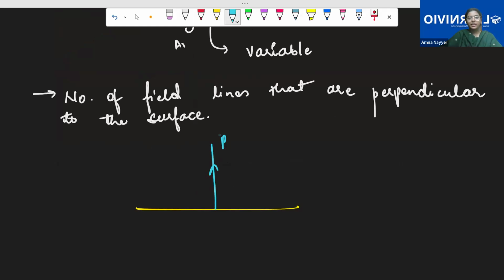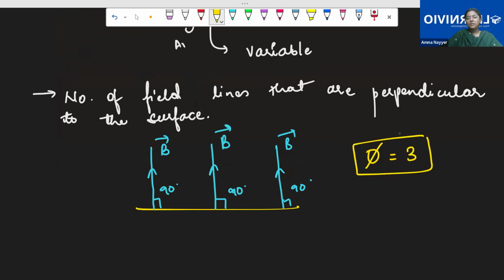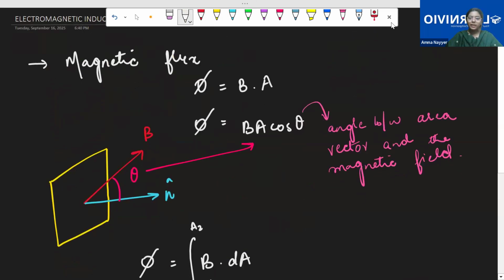This is the magnetic field line which is perpendicular, 90 degrees. This is a magnetic field which is perpendicular. Like this, all these are making an angle of 90 degrees. If you have to find the final flux, you will say the flux is 3 over here. So these are the number of field lines that are present about the magnetic flux.